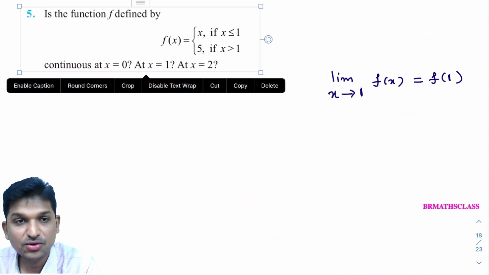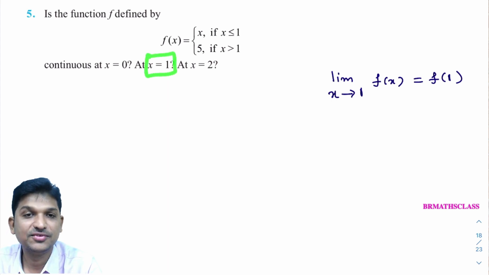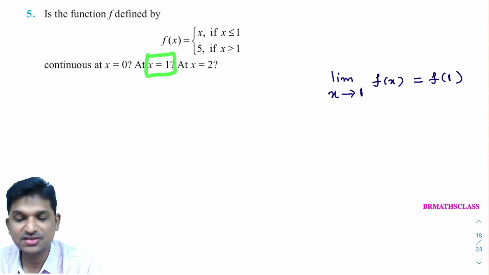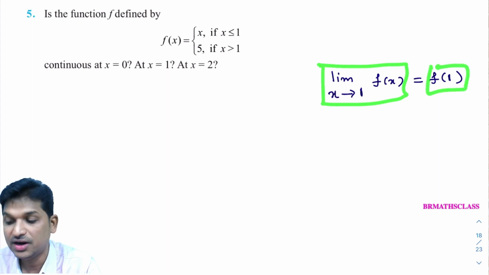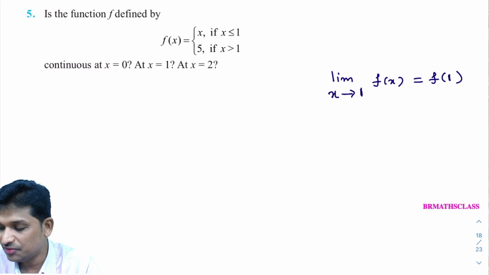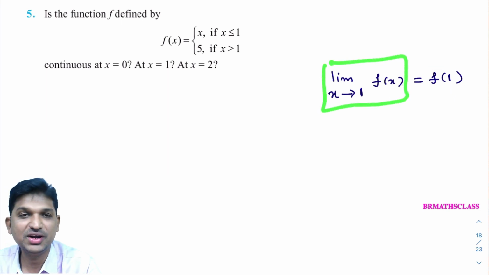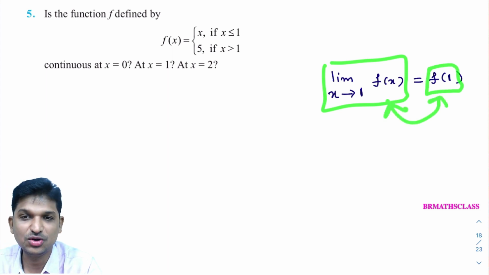Can you see the function now? Yes. This is the question. We need to check the continuity of the function at x equal to 1. When limit x approaches 1, f of x equals f of 1, then we say that the function is continuous at x equal to 1. So for that, first I will calculate limit x approaches 1, f of x. Next I will calculate f of 1. If both are equal, then I can say that the function is continuous at x equal to 1.